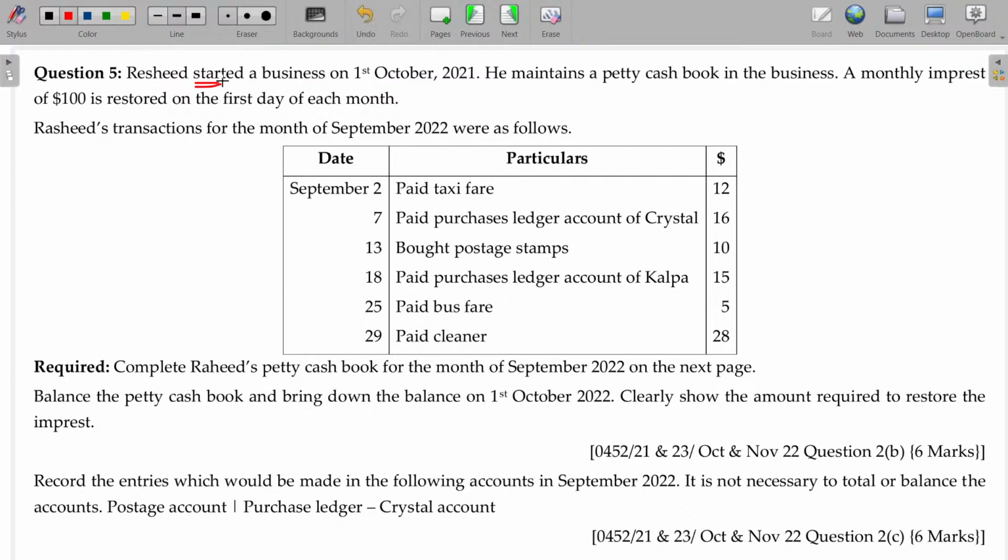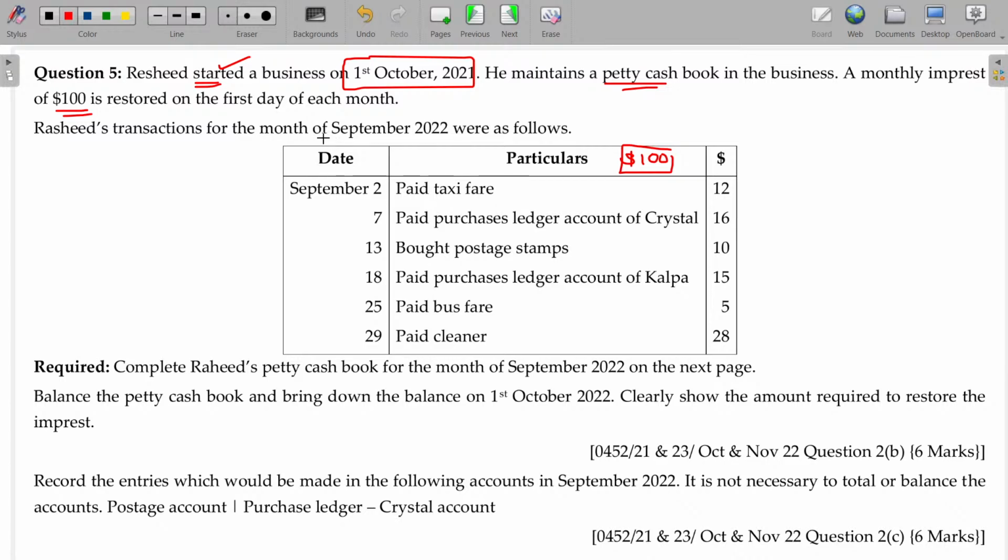Rashid started a business on 1st October 21. He maintains a petty cash book in the business. A monthly imprest of $100 is restored on the first day of each month. So the imprest amount being $100. Just now started, there will not be any balance. So this may be the amount recovered from the main cashier.